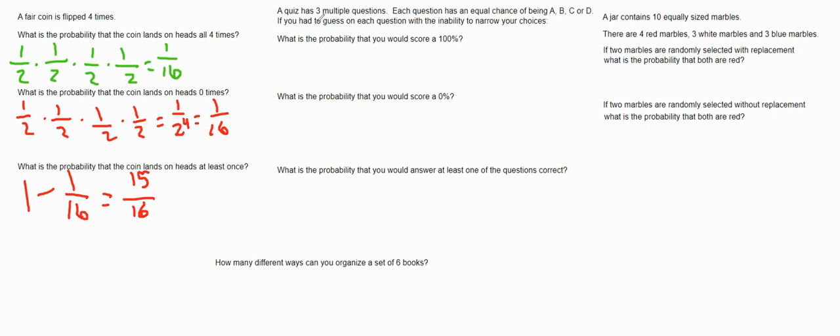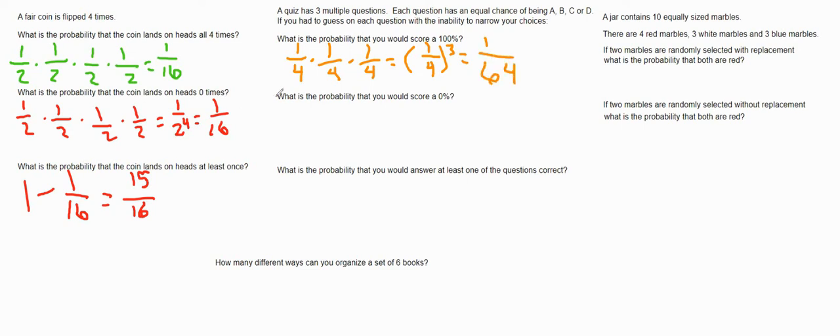A quiz has 3 questions. Each question has an equal chance of being A, B, C, or D. If you had to guess on each question with the inability to narrow your choices, what is the probability that you would score 100%? Well, that means you'd have to get all 3 right, and by guessing, you'd have a 1 in 4 chance on the first question, a 1 in 4 chance on the second question, and a 1 in 4 chance on the third question. We could write this as 1/4 to the 3rd power, but we don't have to do that. That's really just 1/4 times 1/4 times 1/4, and that is 1/64.